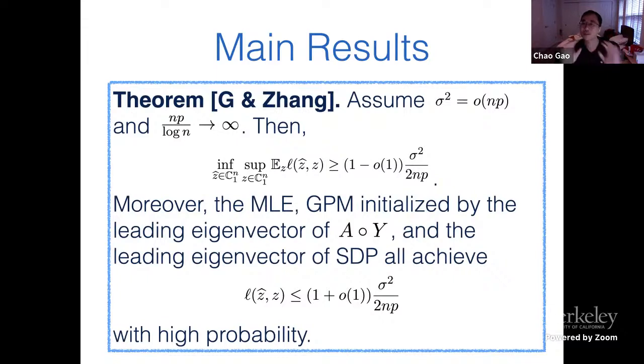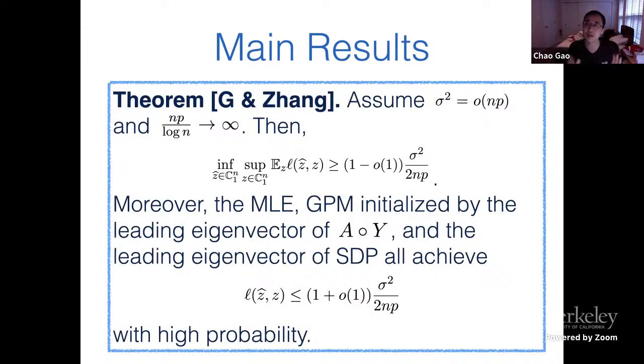This is equivalent to saying that the minimax risk goes to 0, right? So in a sense, it is the necessary and sufficient condition for consistency. Of course, for those of you who are more ambitious, you may be wondering what if sigma squared is of the same order as np. This is the regime where the signal to noise ratio is a constant. It's also a very interesting setting. Even though in this setting the minimax risk is a constant, it is still interesting to characterize what exactly the constant is.